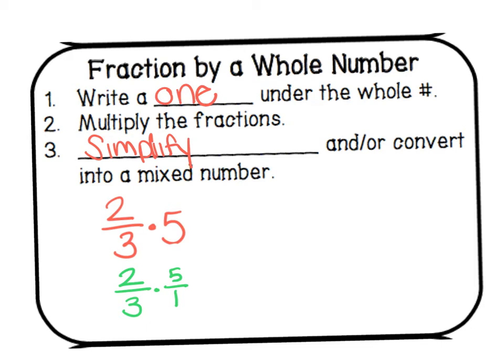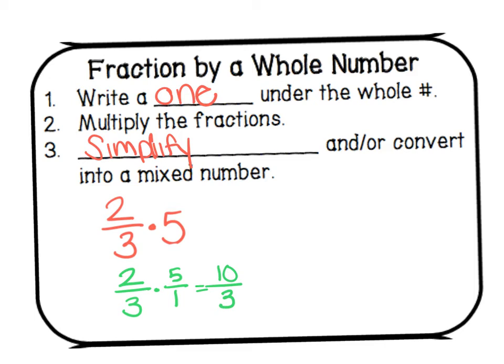Okay, so now that I've got two fractions, I'm checking to simplify. Is there anywhere I can simplify up and down or on a diagonal? And when I look at this, there is not anywhere that I can simplify, so I'm going to go ahead and multiply. So 2 times 5 is 10. 3 times 1 is 3.